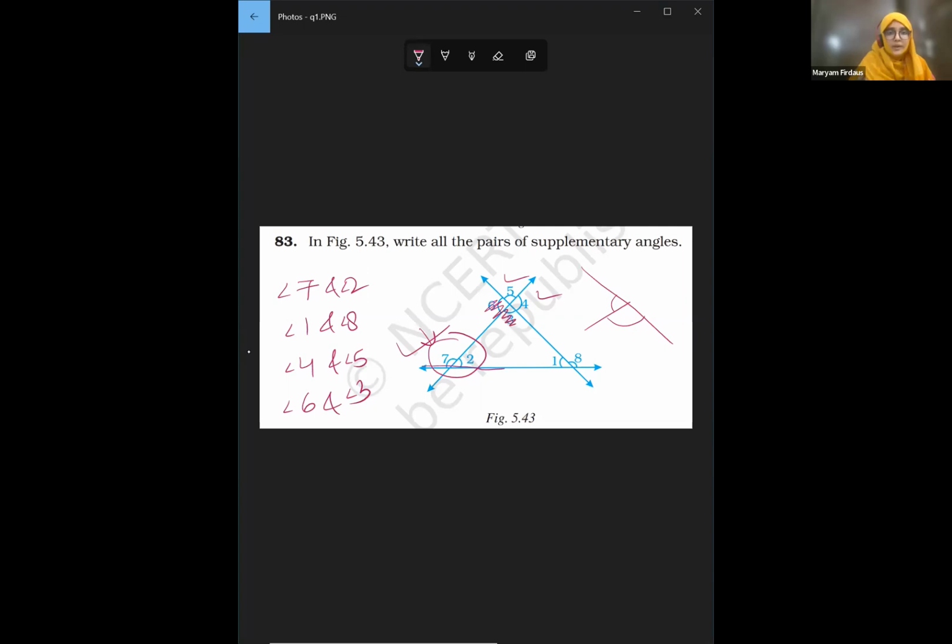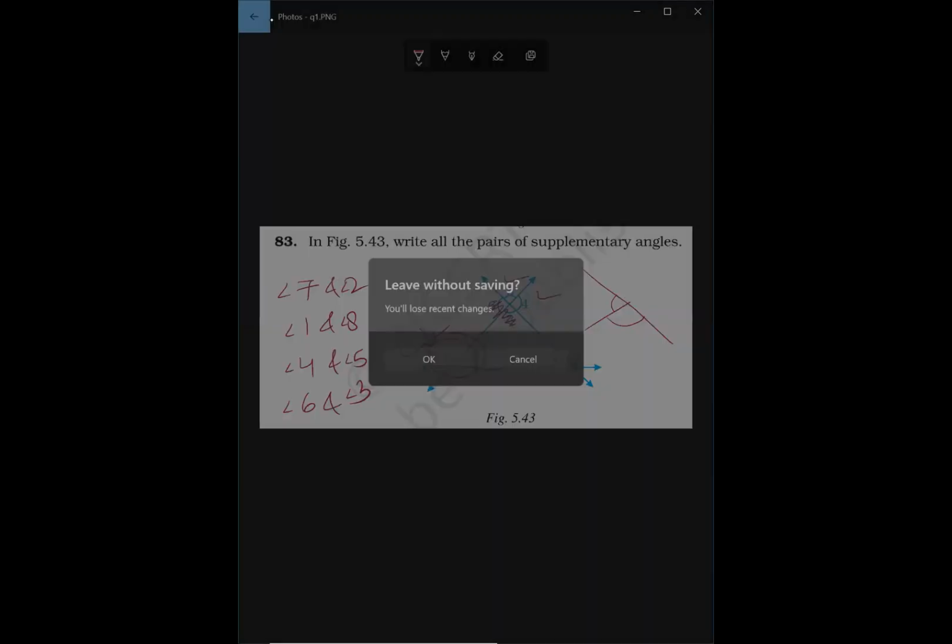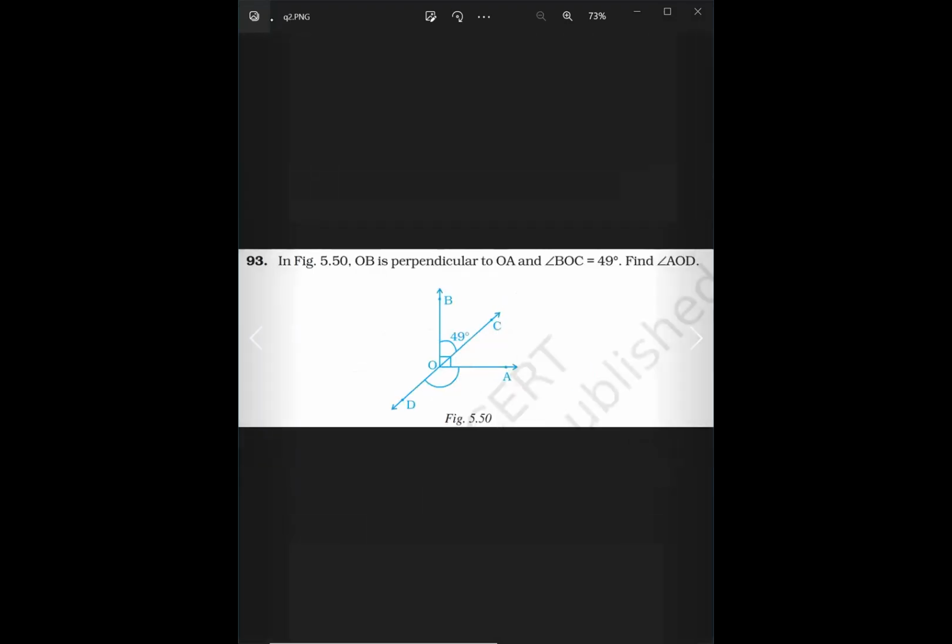Done? Okay. Next. In figure 5.50, OB is perpendicular to OA and angle BOC is equal to 49. Find AOD. Okay. Yes. So were you able to do this? It looks a little tricky, but you just have to connect the links. I didn't understand how OB is perpendicular.